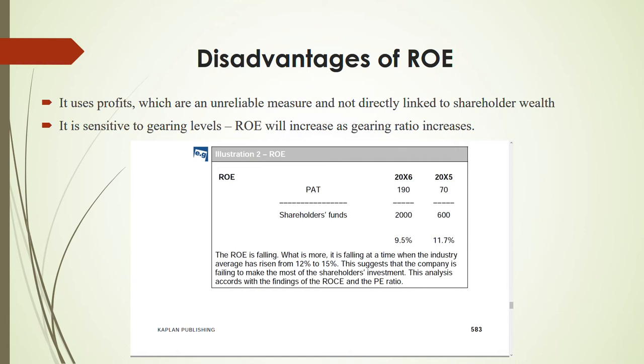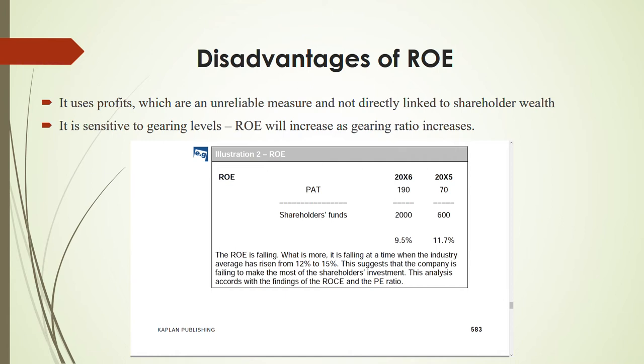Now we'll see the same income statement and balance sheet we are using. So profit after tax divided by shareholders fund. They have given you the formula also. What is the profit after tax for 2006? Please look at your income statement. It is 190 in 2006. I'm just explaining 2006, so you have to do similarly for 2005. Divided by shareholders funds. What is shareholders funds?